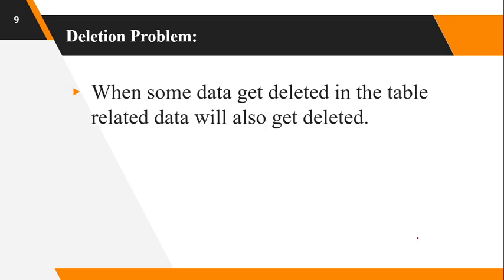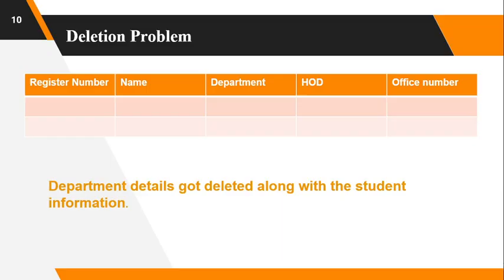The next issue is the deletion problem. The deletion problem is that when some data gets deleted in the table, related data will also get deleted. See in this example, the whole record, that is the whole tuple, got deleted. For example, if you want to delete this whole tuple, then along with the register number and name, the whole department, HOD, and office number, all the details will get deleted. So this is the issue in the deletion problem. Department details got deleted along with the student information.